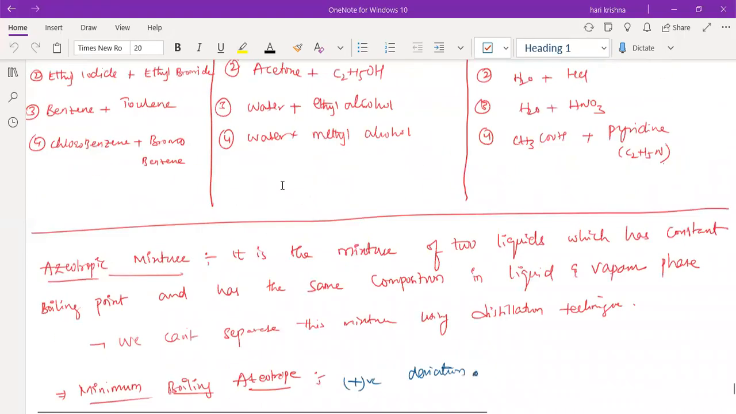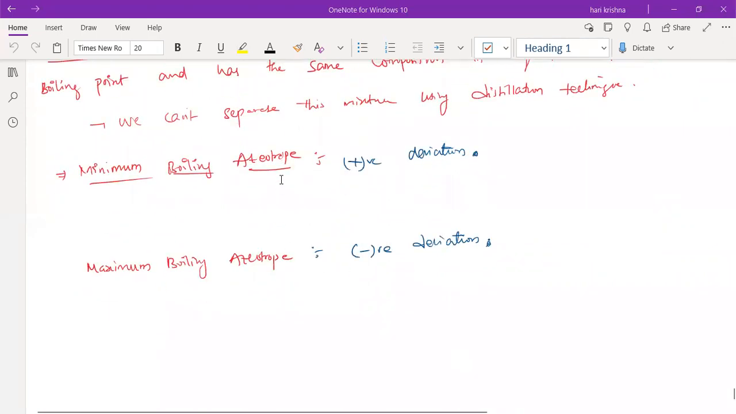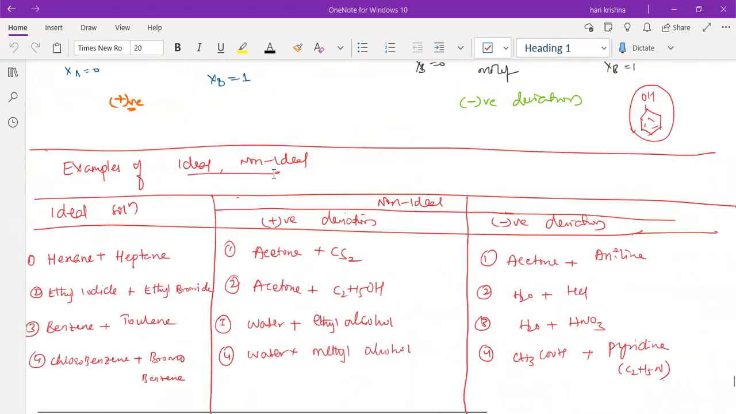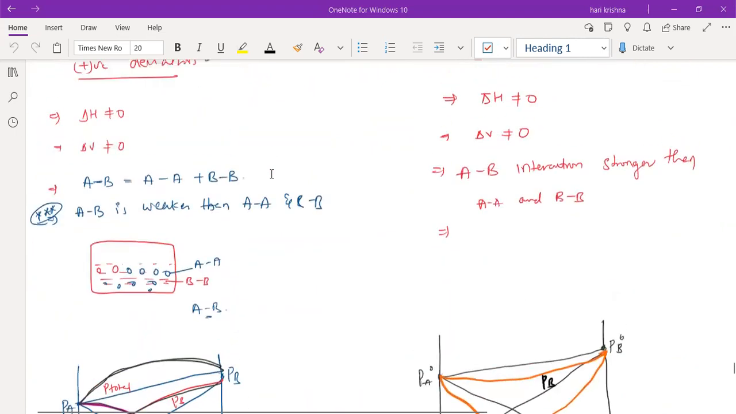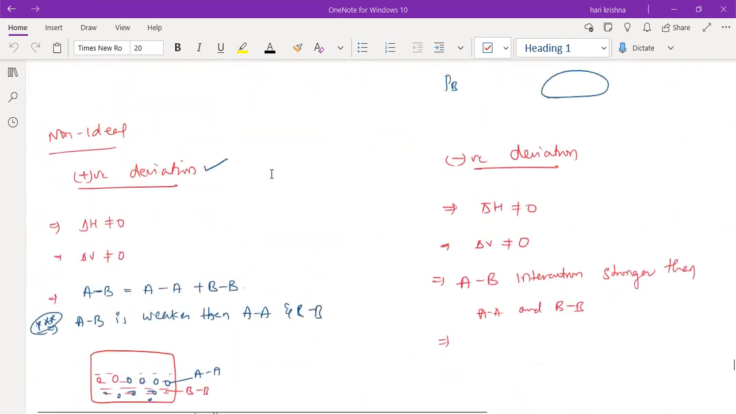Azeotropic mixture, minimum boiling azeotrope, maximum boiling azeotrope, ideal solution, non-ideal solution, and what are the graphs and the important conditions for the ideal and in the case of non-ideal. And in the non-ideal also we have two different types, positive deviation and negative deviation.